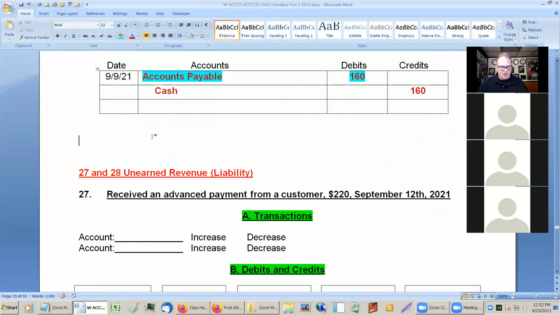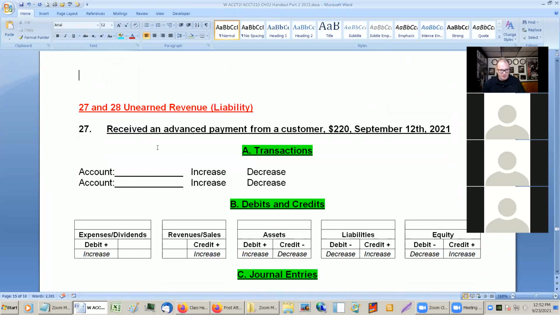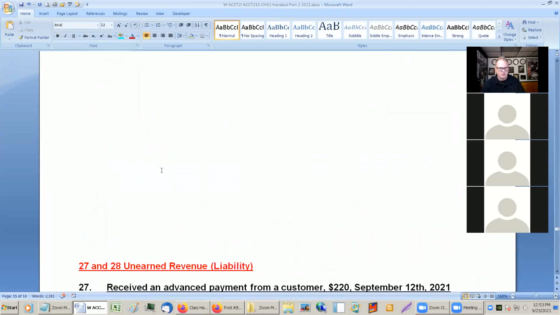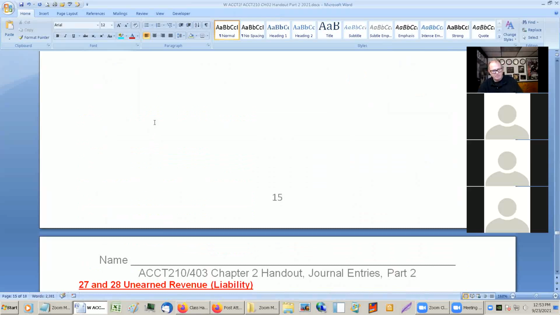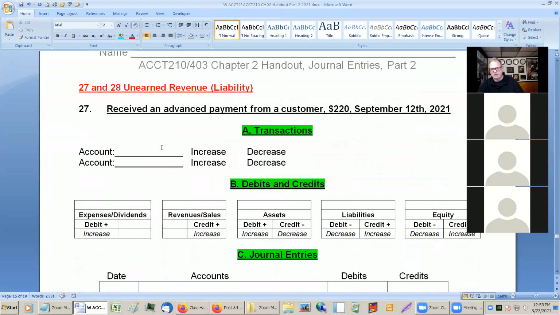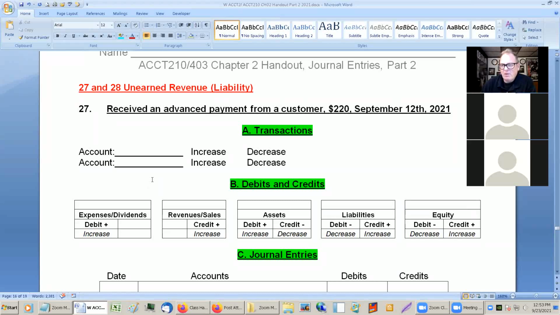Okay, 27 and 28. I'm going to go down to the next page here. So it looks the same. And these are the unearned revenue accounts, and these are kind of tricky in that they're a different way of thinking of things, because this is when someone pays you ahead of time. Maybe you give them a discount if they pay ahead of time. It could be that you don't know somebody, and they want you to do work for them. You say, okay, I don't really know you, I'll do it, but you've got to pay me up front.